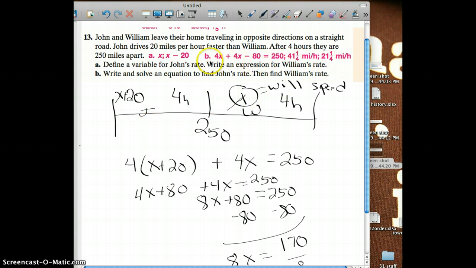But if you notice, this is the equation they set up with the minus 80, and ours worked the same way, except we were solving for different parts of the problem.